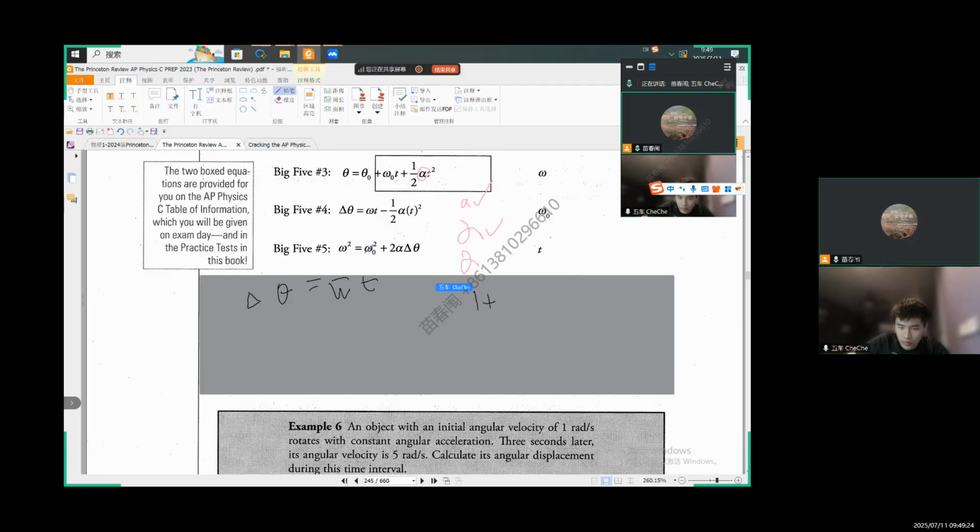Well, this constant angular acceleration is actually the key. This is a requirement. In order for it to be applied, I need to have this constant acceleration. Yeah, constant angular acceleration this time. So just 3, right? That's 3.